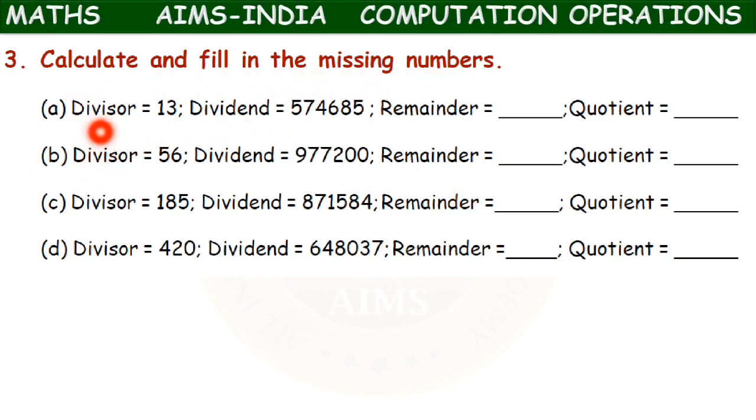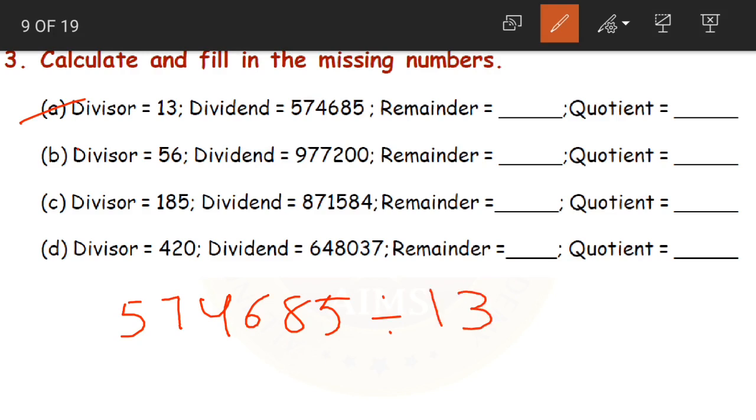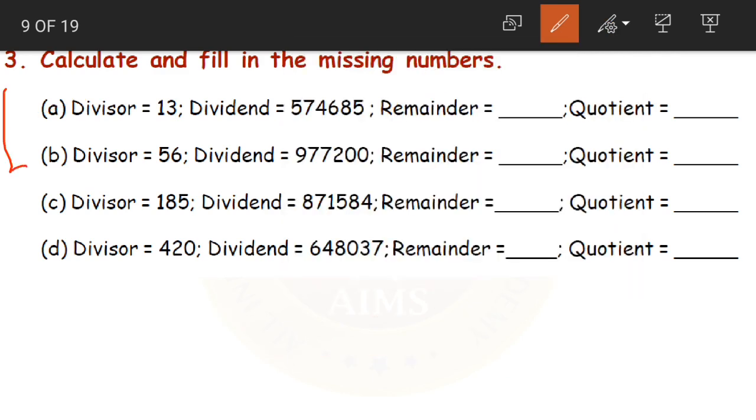See, again here the divisor and dividend are given. We have to find out the remainder and quotient. It is just the same normal division. 5,74,685 divided by 13. Yes children, this is our question. So when such a question is given, what will you do? We'll divide and we'll get the remainder and quotient. Yes, so that is what it is here. So from these questions, I'll solve question number B.